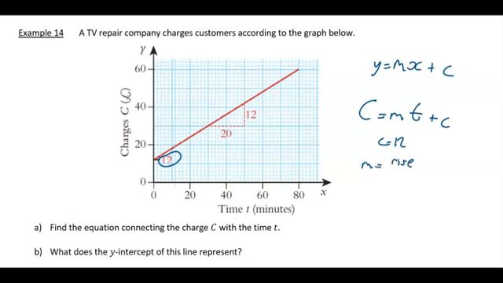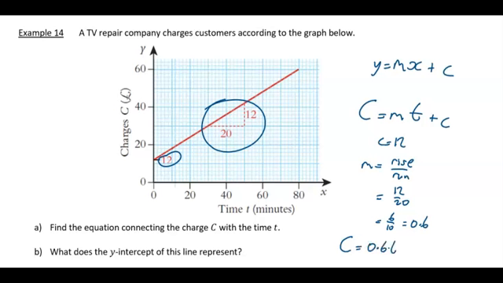Your gradient m is going to be equal to, remember, rise over run. They've been very helpful to us here and given you a bit of information. So the rise over run is going to be 12 over 20, which cancels down to 6 over 10, which you might want to just write as 0.6. So your equation is now big C equals 0.6 times t, plus our small c, our vertical intercept, which was 12. I'm going to put that in a little box because we can use that to do whatever we want.